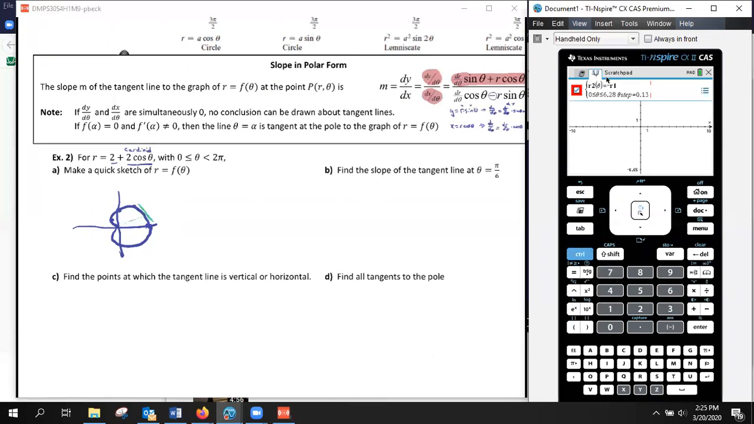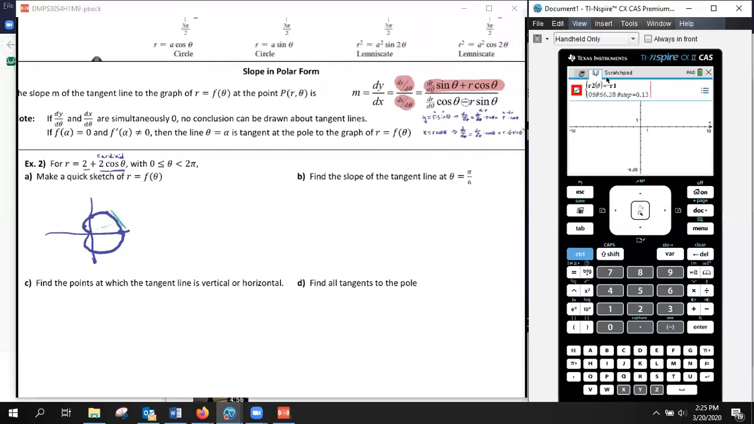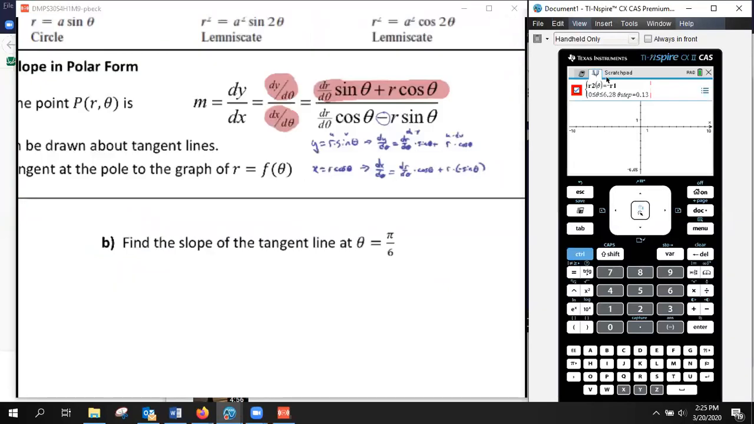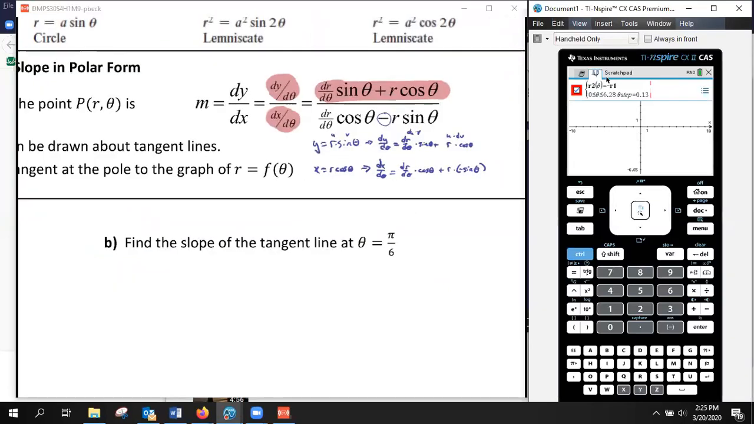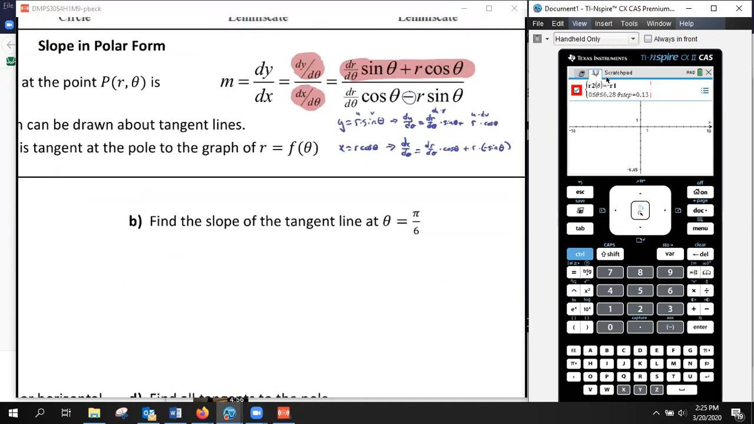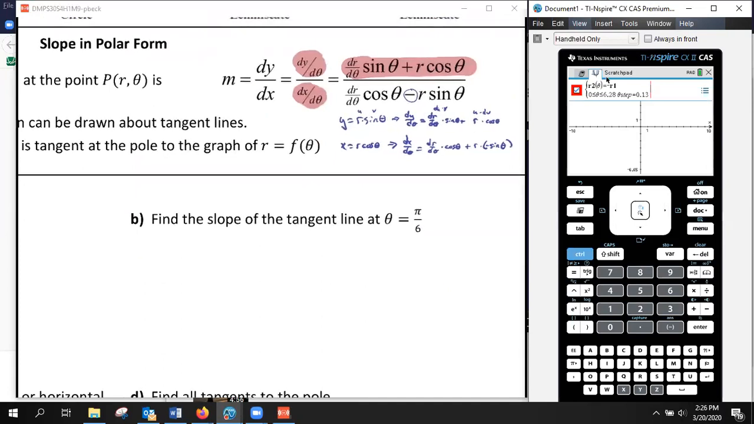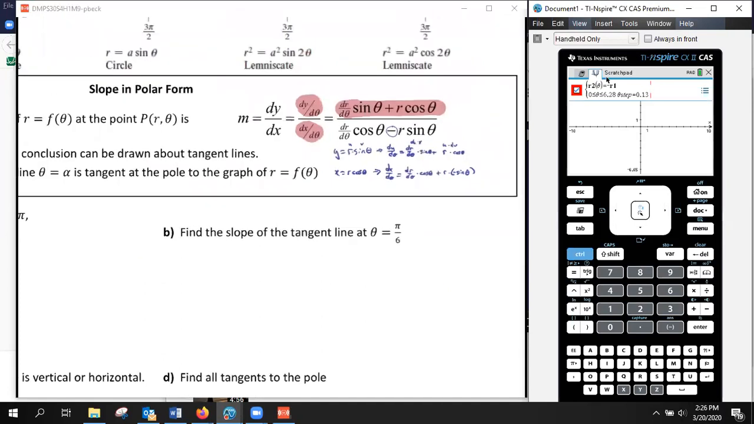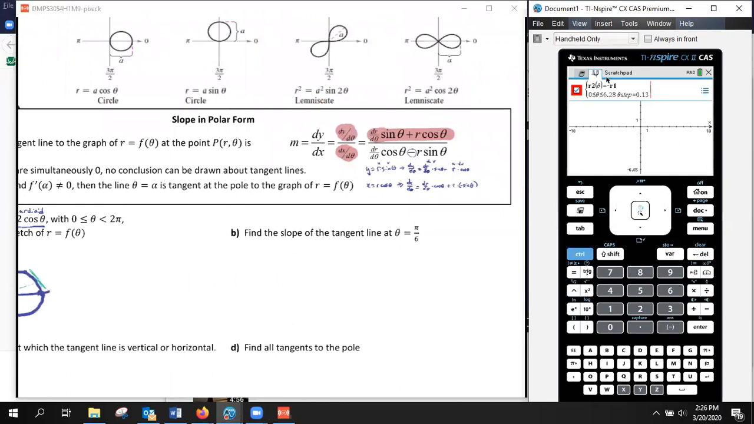So to find the slope of the tangent line at theta equals pi over 6, we could recreate this, and honestly, when I was first doing the polar work, I would always re-derive this over and over again until I became familiar with it. I strongly encourage that over just blanket memorization. But let's start off with, at theta equals pi over 6, what is our radius?